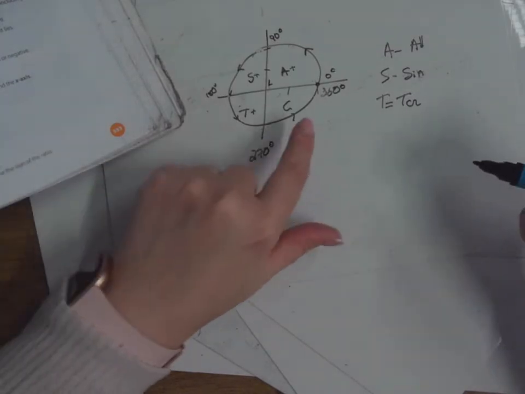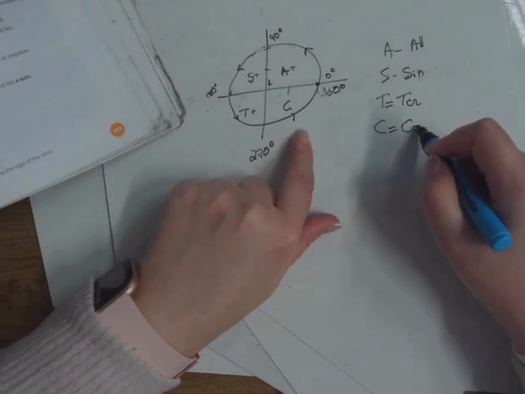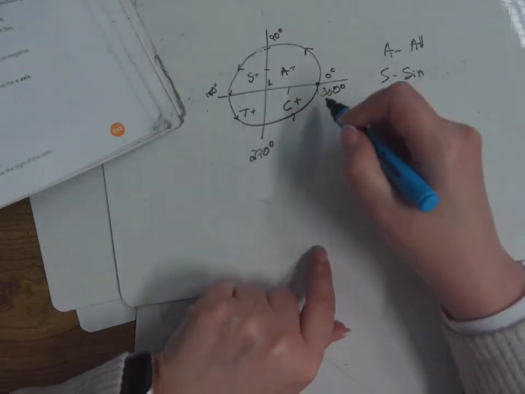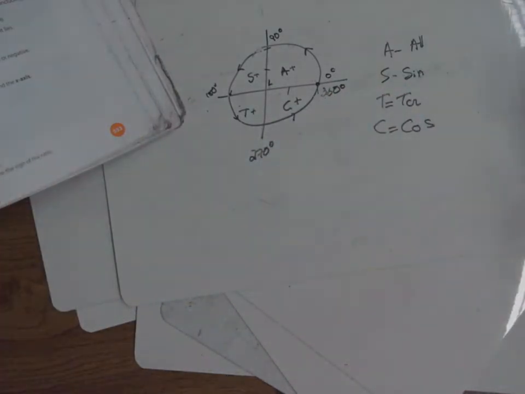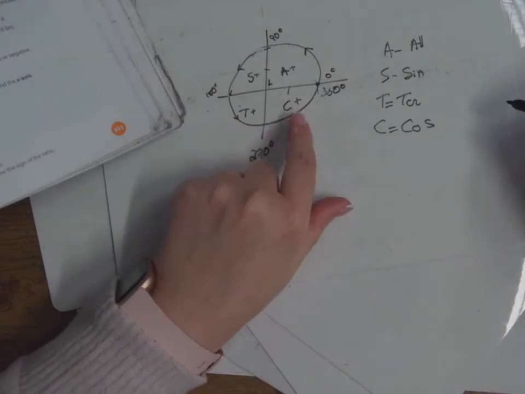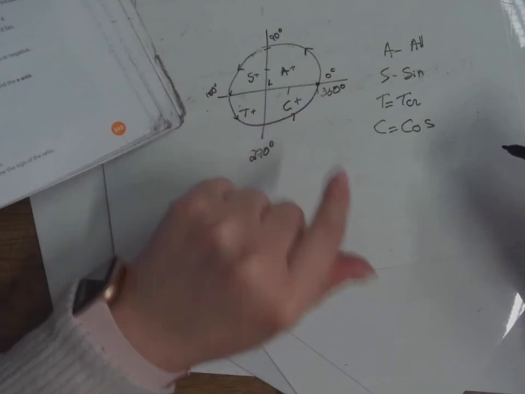Finally, C, the C stands for cos. So if you have an angle between 270 and 360, for example 300, right? If you get the cos of 300, it will be positive. If you get the sine of 300, it will be negative. If you get the tan of 300, it will be negative.